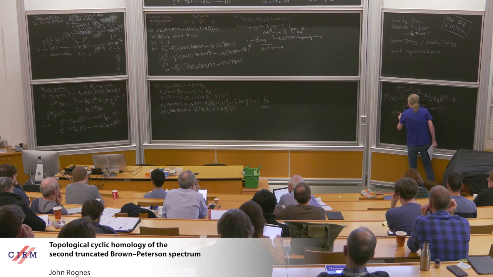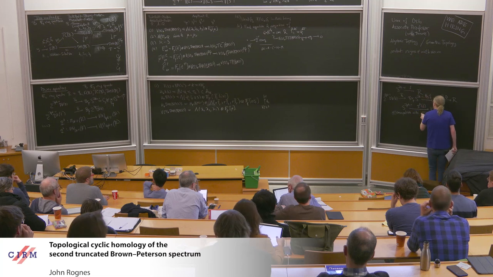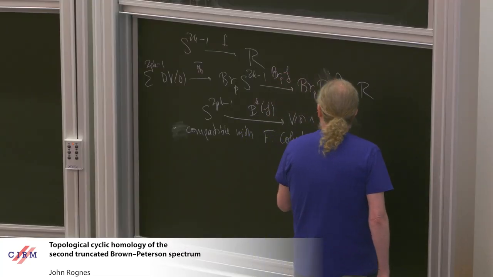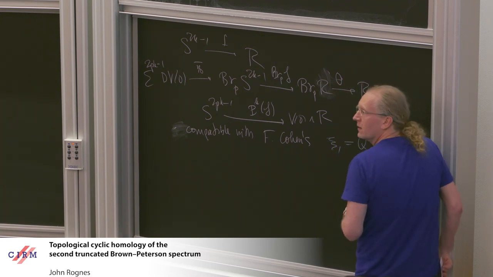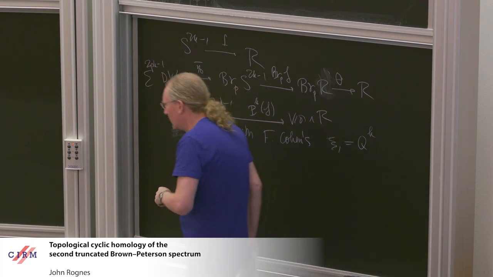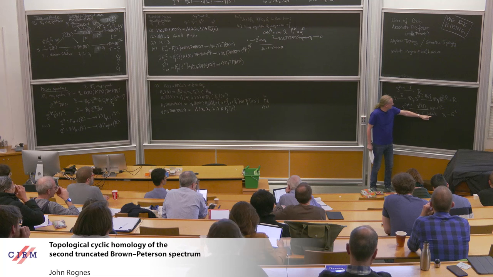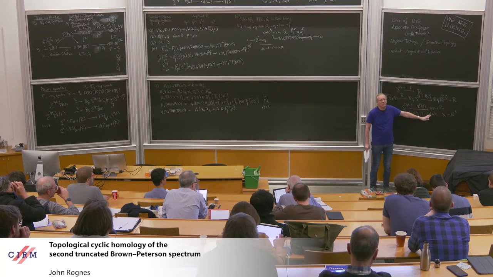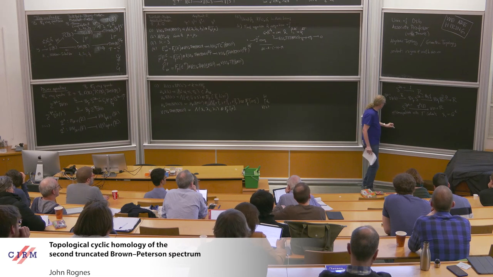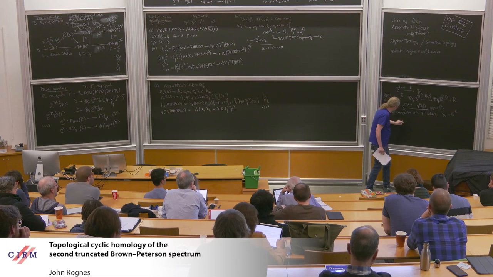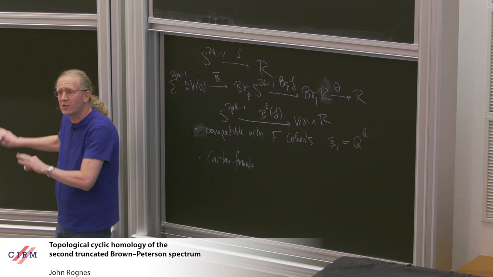And so these operations are compatible with Fred Cohen's homology operation, which he calls psi 1, but let's call it q upper k. So it's sort of the bottom Dyer-Lashof operation, the one you have for E2 ring spectra. And of course, for the E infinity situation, this would be the Araki-Kudo or Dyer-Lashof operation. And moreover, there's a Cartan formula under some additional commutativity hypotheses that are satisfied in our situation.